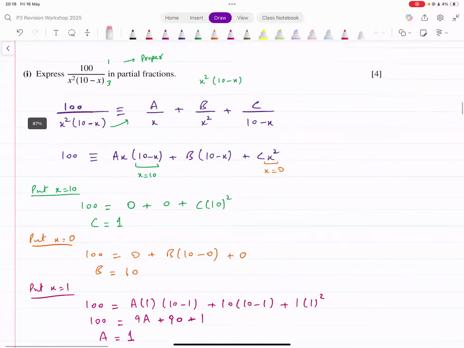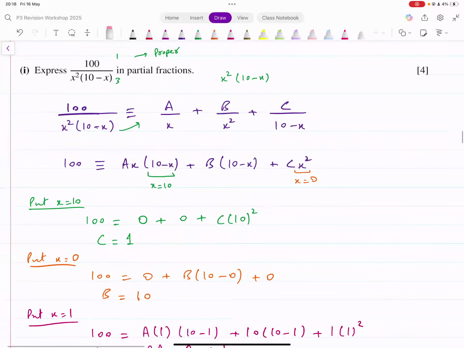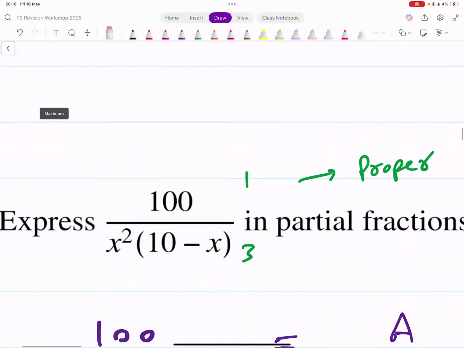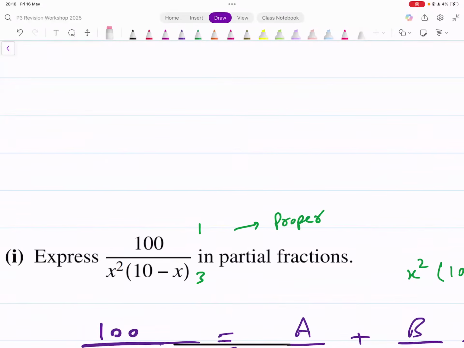Now, what if you had something like this? Sometimes you can get fractions that have x squared in the denominator like this. Now, how do you treat this? How do you treat x squared? Is this a repeated linear factor? You could think of it like this. You could say this is x and then whole squared. So it's a repeated linear factor. That's one way of thinking about this.